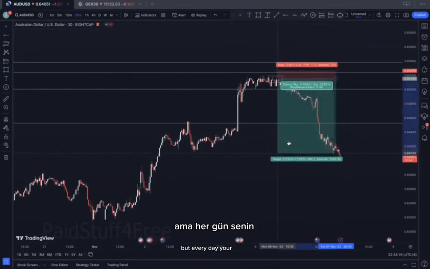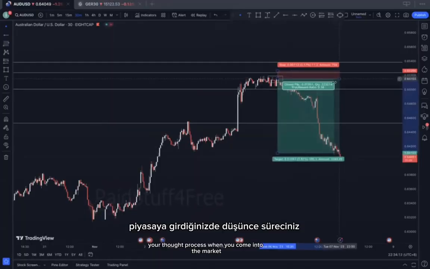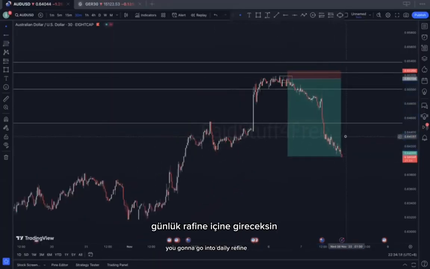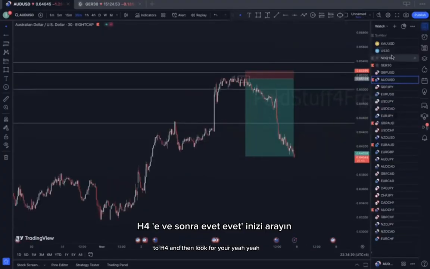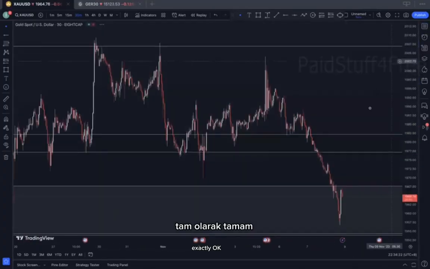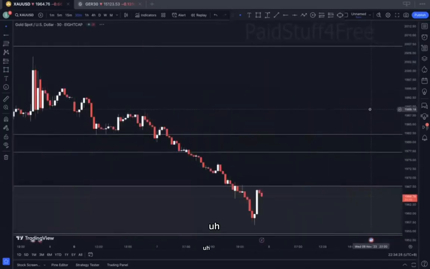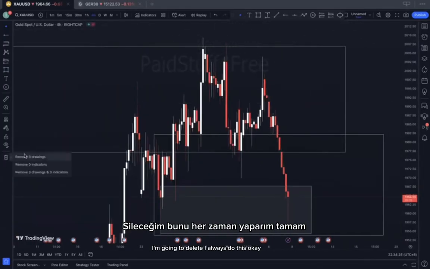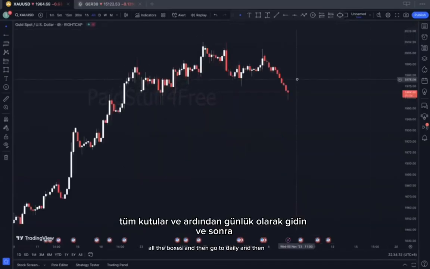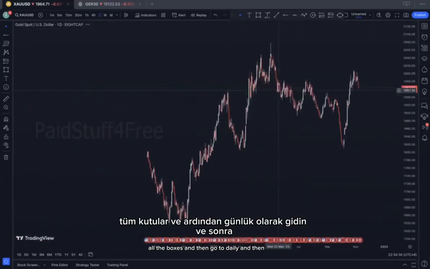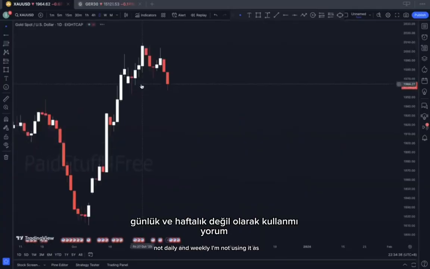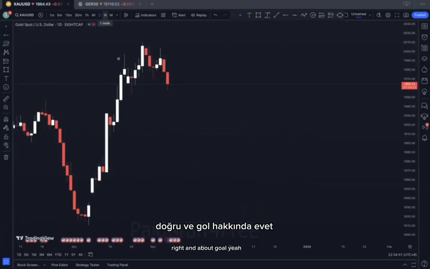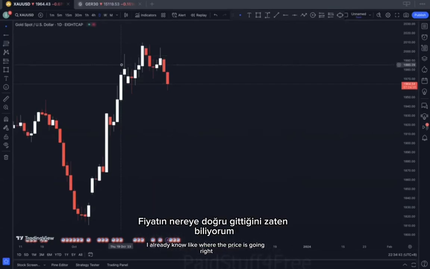So every day, your thought process when you come into the market, for example today, Tuesday, you go into daily, refine to H4, and then look for your M30. Exactly. When I'm starting my day, I always delete all the boxes and then go to daily. Daily and weekly, I'm not using so much because we just look at the direction. And about gold, I already know where the price is going.